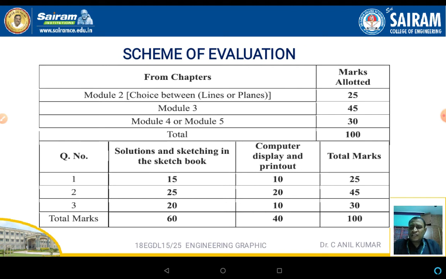The next question, development of surfaces or development of lateral surfaces or the isometric, is for 30 marks. In that, 20 marks is for the sketching and another 10 marks is for the computational, put together 30 marks. Now looking at this, the sketching consists of 60 marks and the computational consists of 40 marks, put together 100 marks.